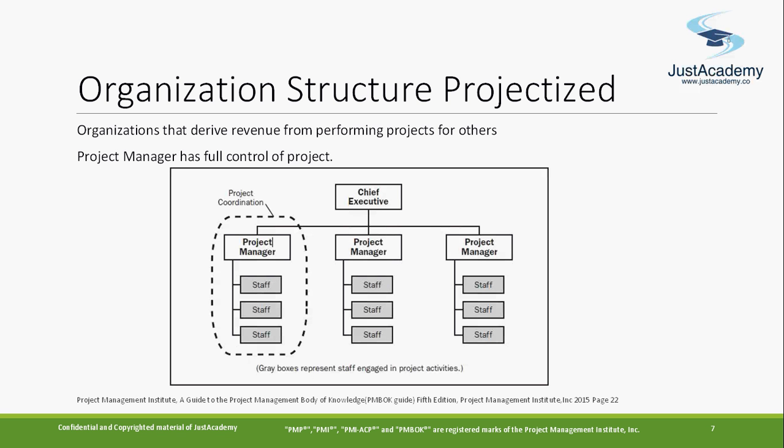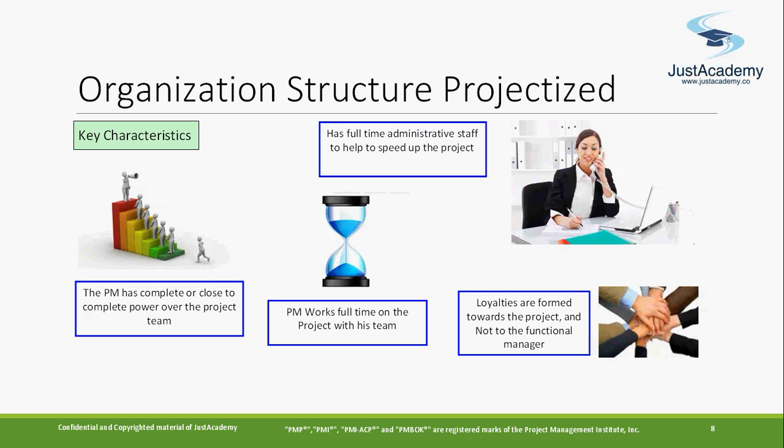In a weak matrix structure, the functional manager is more powerful than the project manager. Yes, I'm coming to that diagram. I will come to that diagram, so it will give you a much better picture. Okay, so on organizational structure, whatever the key characteristics you have, the PM has full control on the project.